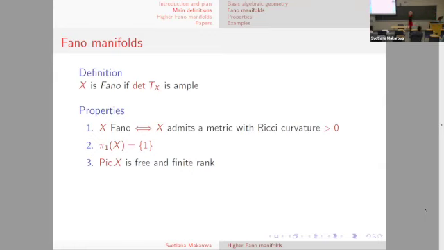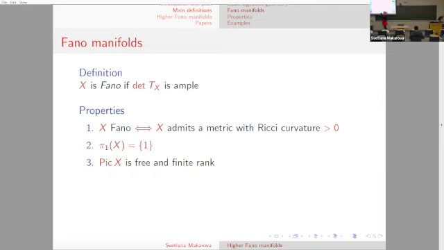And with this notion of positivity, we say that a manifold is Fano if the determinant of the tangent bundle is ample. And the first property is that a manifold is Fano if and only if it admits a metric with positive Ricci curvature. So this is analogous to our characterization of the genus 0 curve.